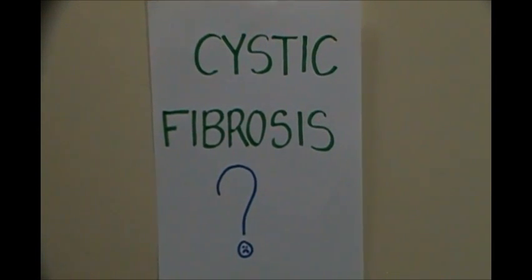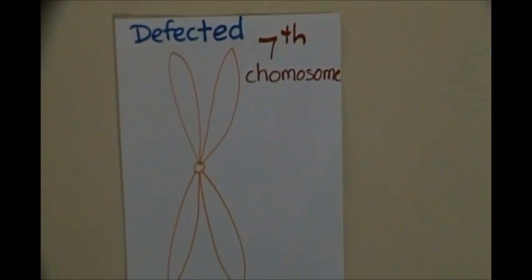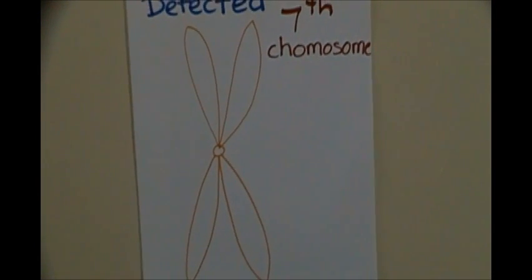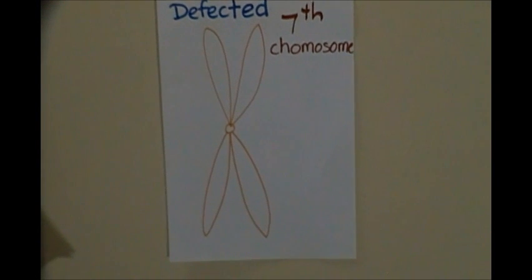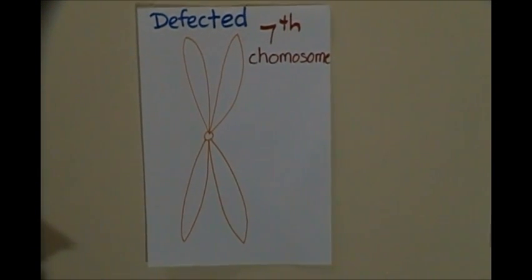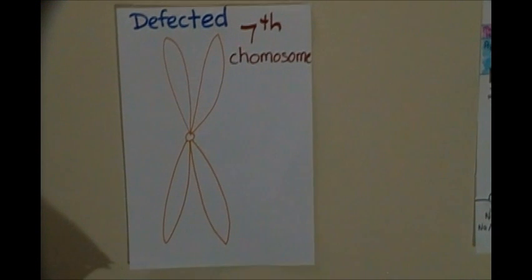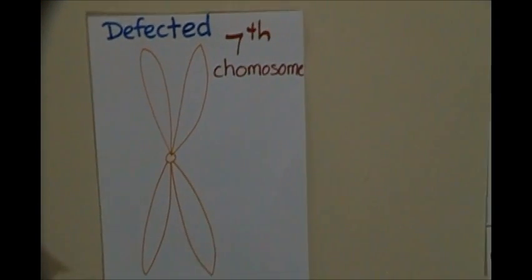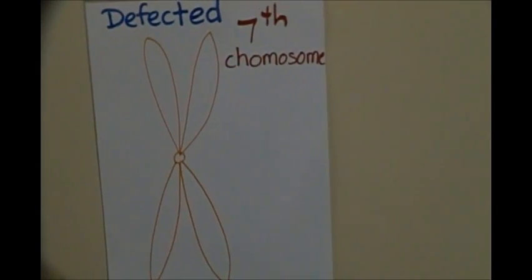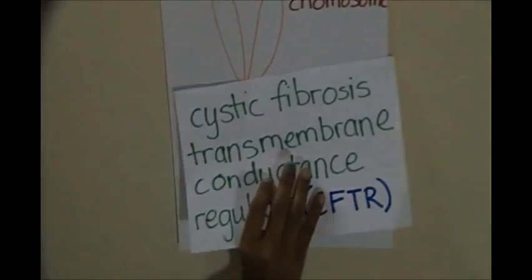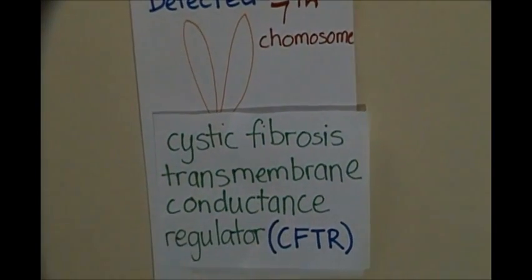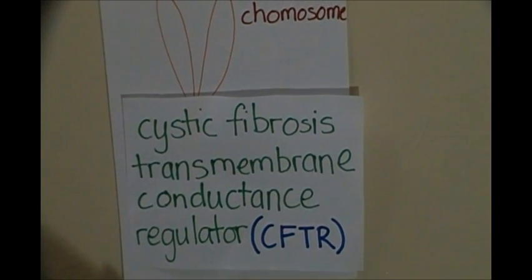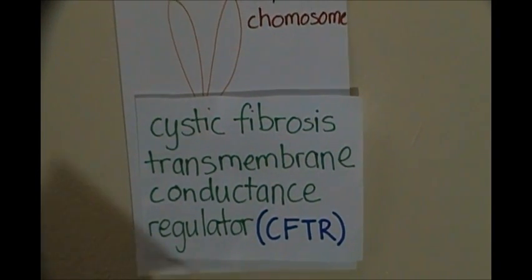Cystic fibrosis. Cystic fibrosis is an inherited disease caused by a genetic mutation on the 7th chromosome. So what does this mean? Well, a defective gene results in abnormalities in the production and function of a protein called cystic fibrosis transmembrane conductance regulator, or CFTR.